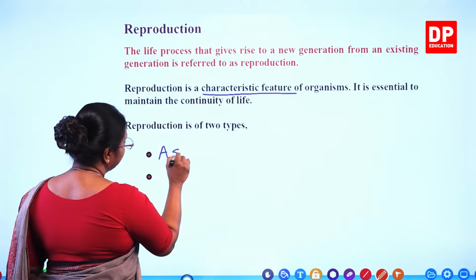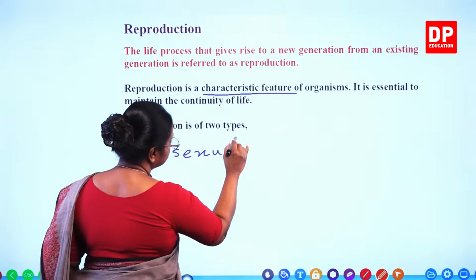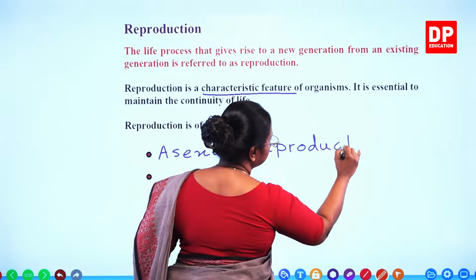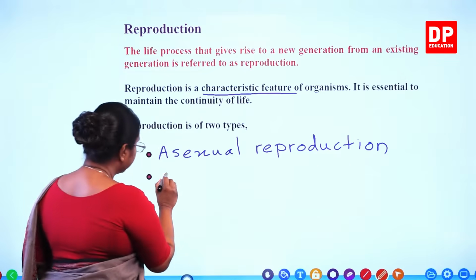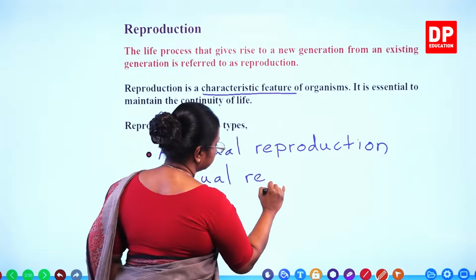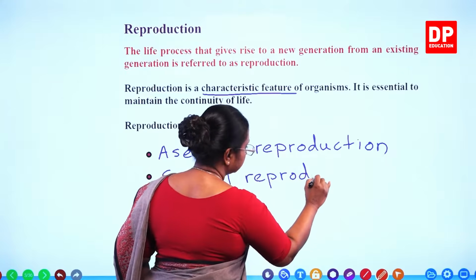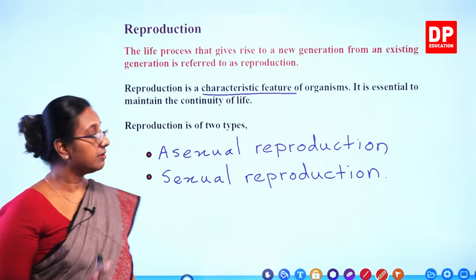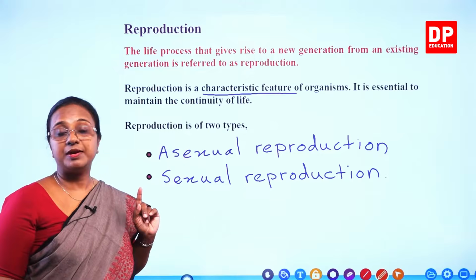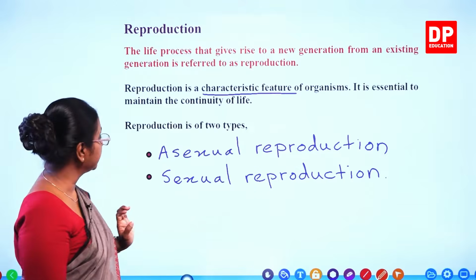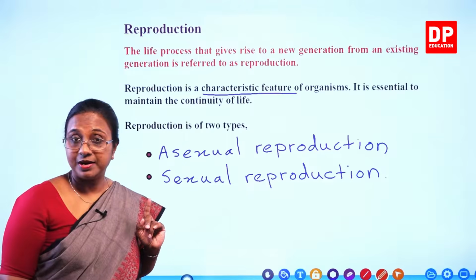So organisms reproduce either by asexual reproductive methods or sexual reproductive methods. We will now try to understand what asexual and sexual reproductions are. Asexual reproduction.